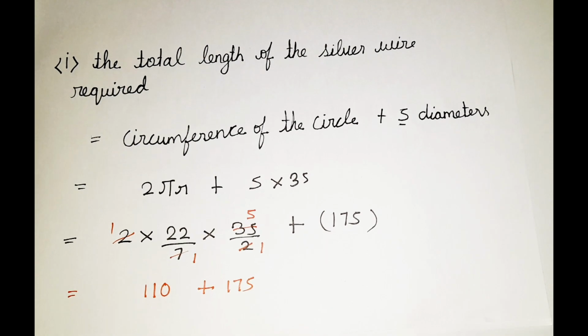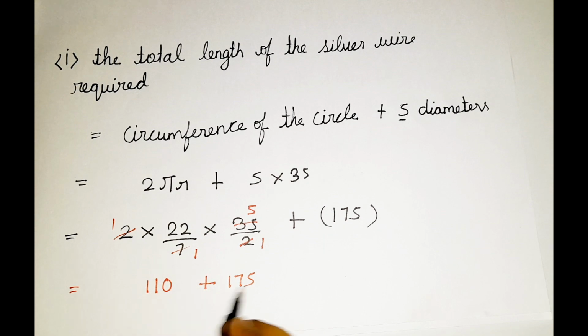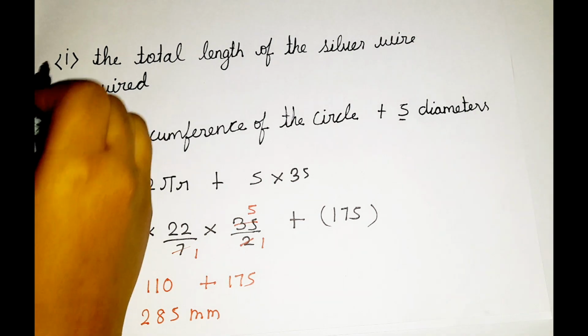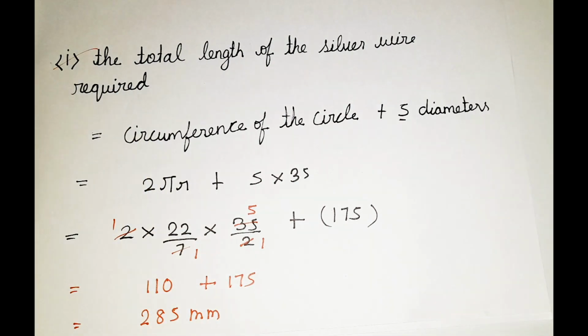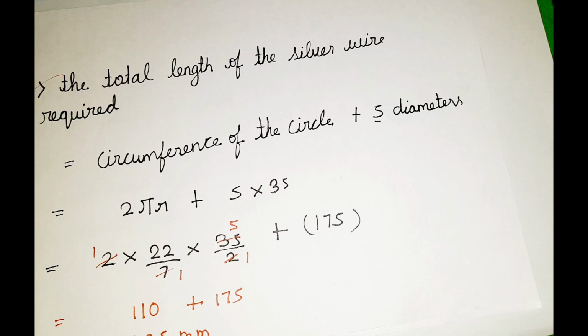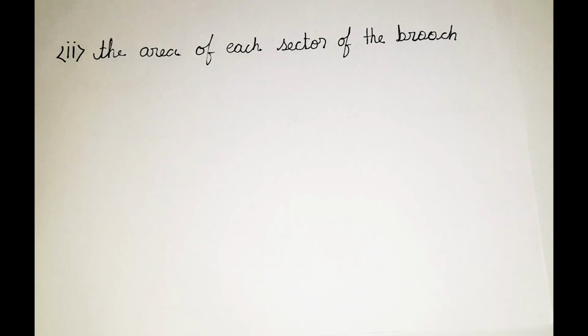So when we just add them, we get 285 millimeter. So why millimeter? Because the dimensions, everything is in millimeter, that's why I wrote millimeter. Okay, so now we solved the first subdivision. Now we are going to be solving the second subdivision. So this is the second subdivision.